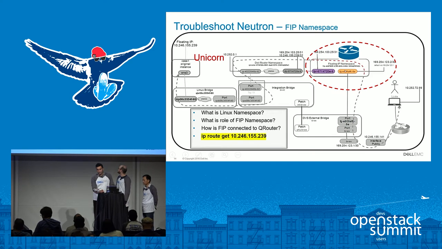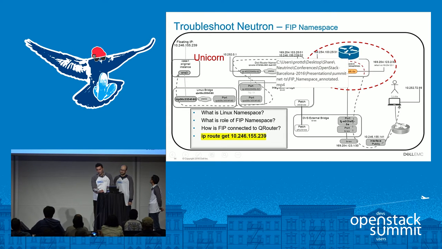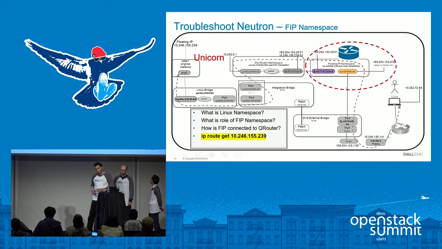Okay, so next step, I have to check if the traffic is actually hitting the FG interface. FG stands for floating IP gateway. So it's the gateway that it should hit. So I go into, and before I forget.